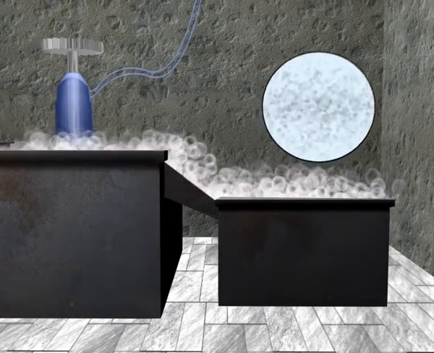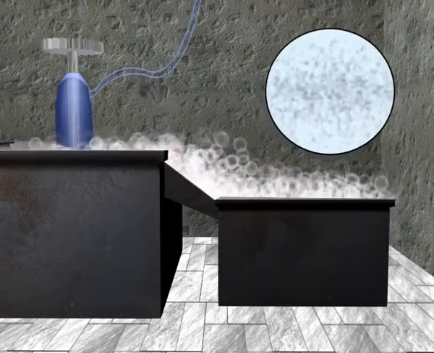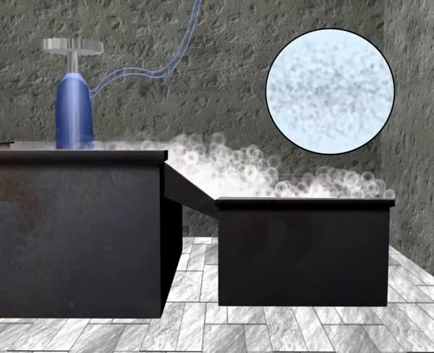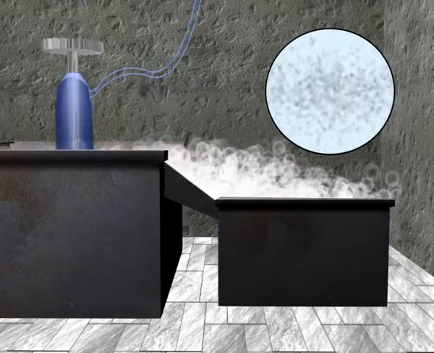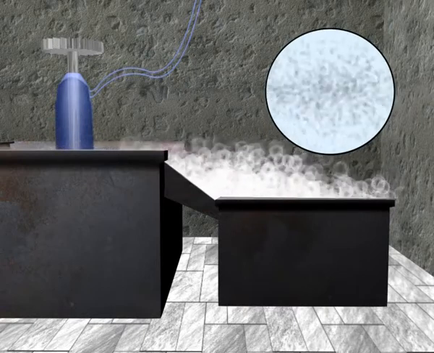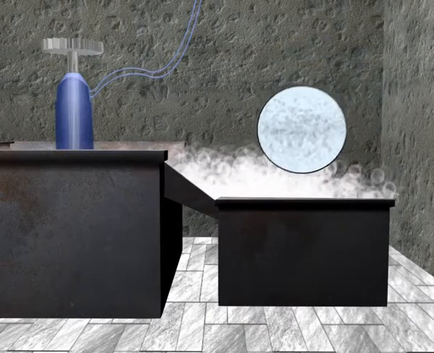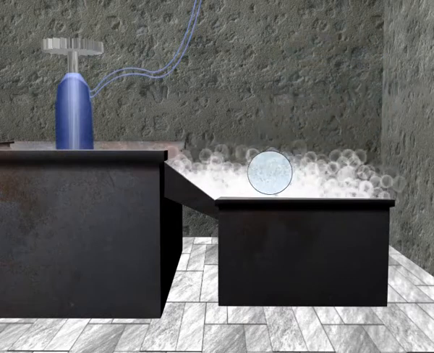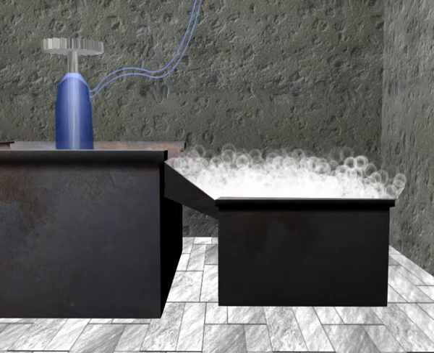The froth is either skimmed off from the surface or transferred into another tank. The froth is broken by adding some acid, and the ore particles are separated by filtration and dried.